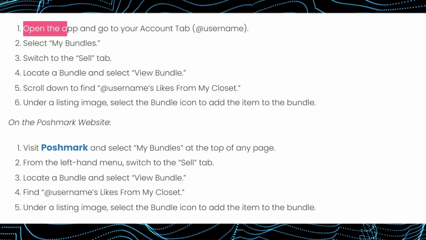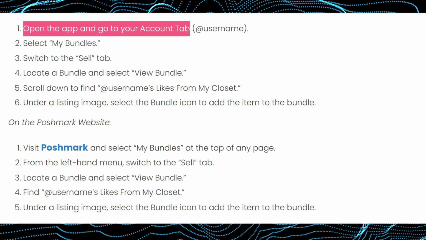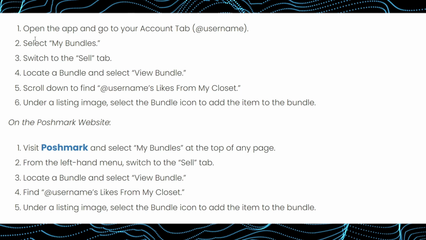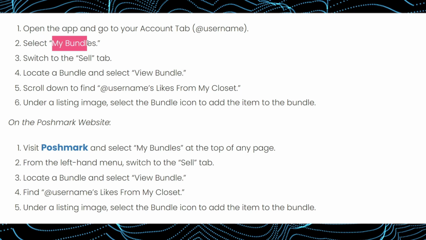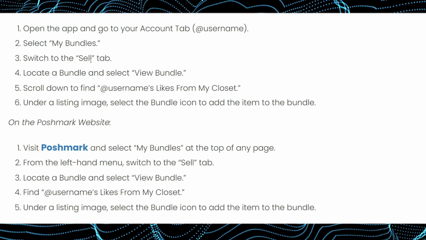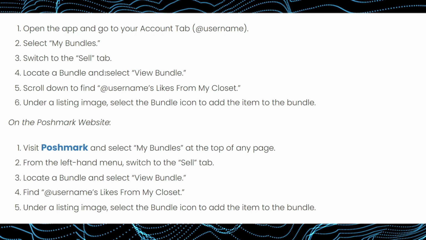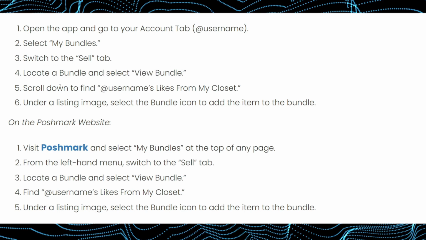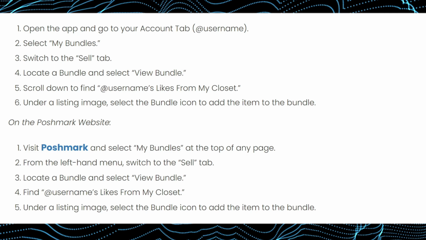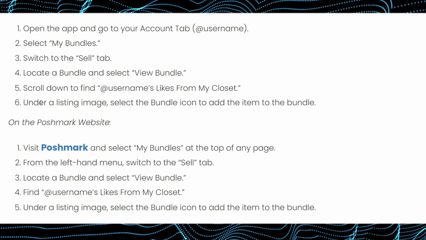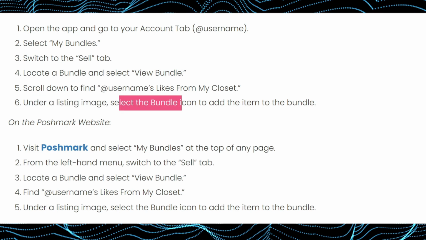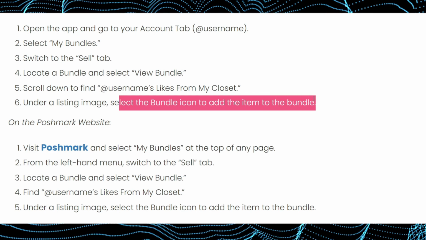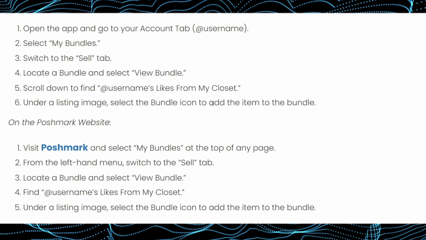So first things first, open up the app and then simply go to your account tab. Now, after that, you simply have to select My Bundles and then switch to the Sell tab. Now locate a bundle and then select View Bundle. Scroll down to find "Add the user's name likes from my closet." Now under a listing image, select the bundle icon to add the item to the bundle. So that's how you will be able to do it on the app.